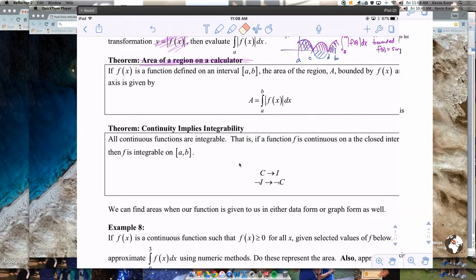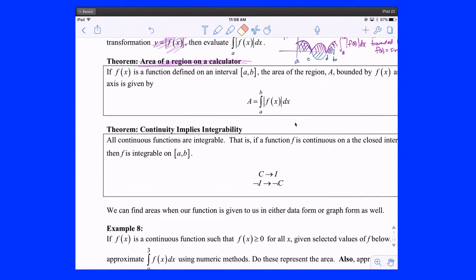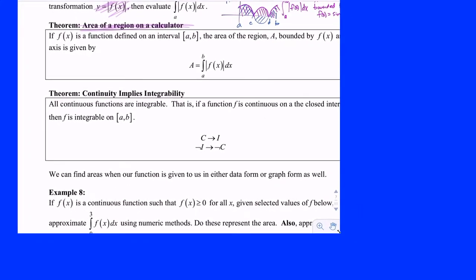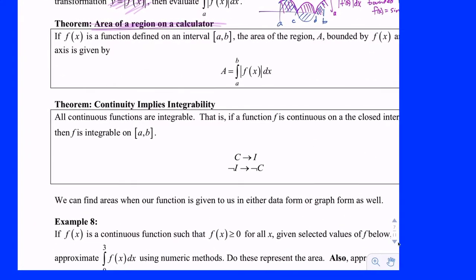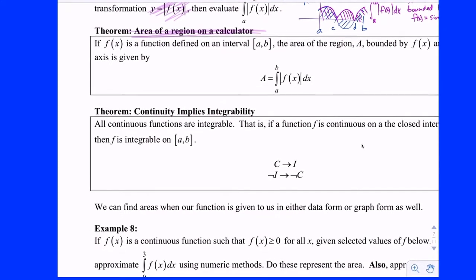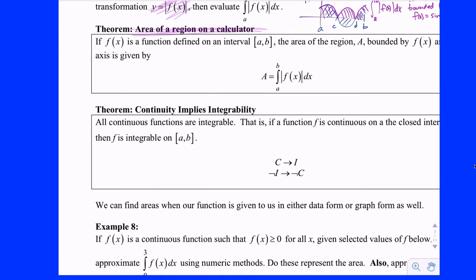Okay, here's the theorem. It says continuity implies integrability. That's the name of the theorem. And you know what the theorem says? It says continuity implies integrability. So there you go. The theorem is named after what the theorem says. All continuous functions are integrable.